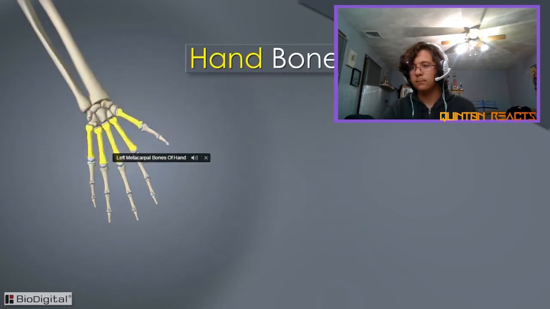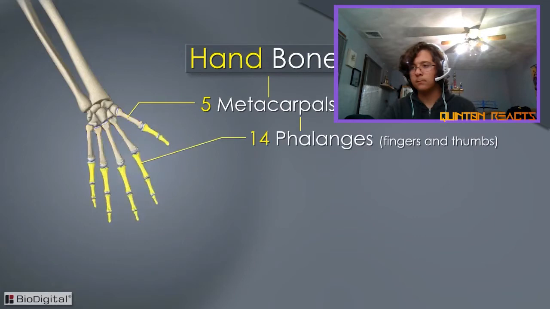Attached to the 8 carpals are the hand bones, and the hand bones are comprised of 5 metacarpals, which form the palm of the hand, and the 14 phalanges, which form the fingers, including the thumbs.